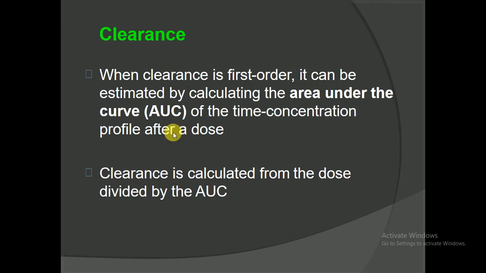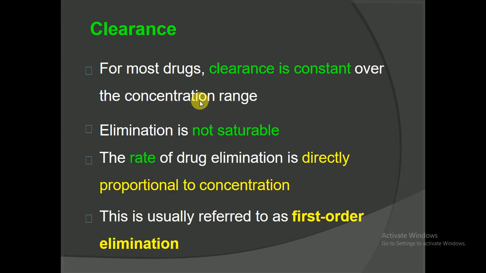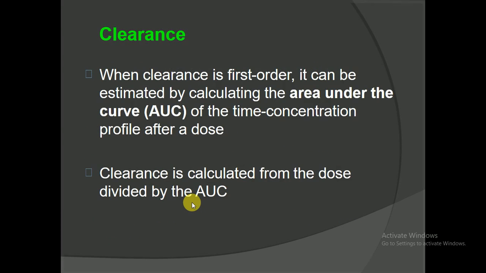Look here: area under curve, clearance. If the drug clearance is first order, what does it mean? It means that the rate of drug elimination is directly proportional to the concentration. In this case, when the reaction is first order, clearance can be estimated by calculating the area under curve of the time concentration profile after a dose.